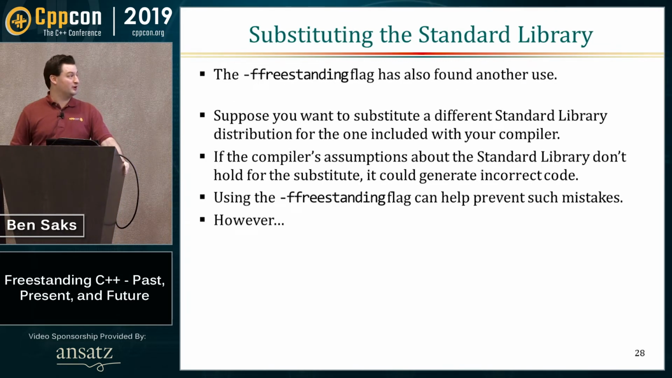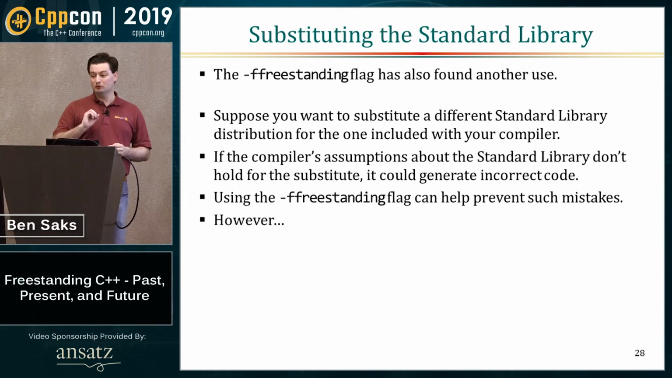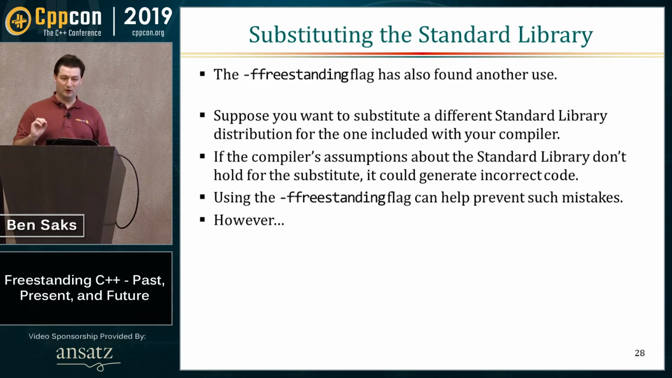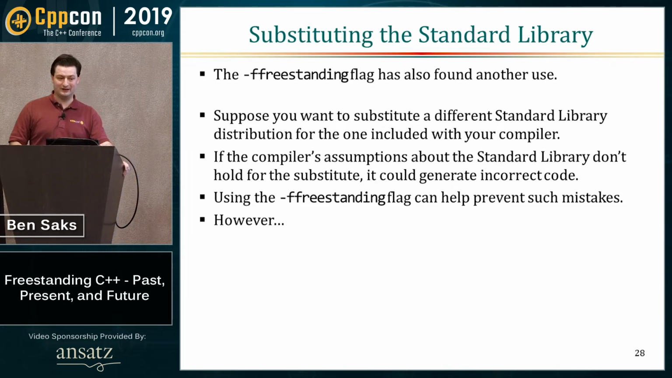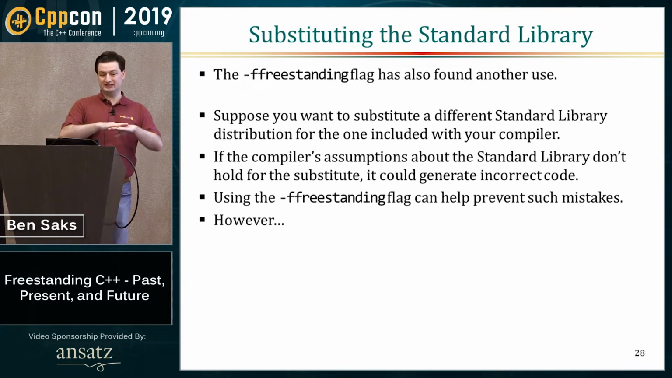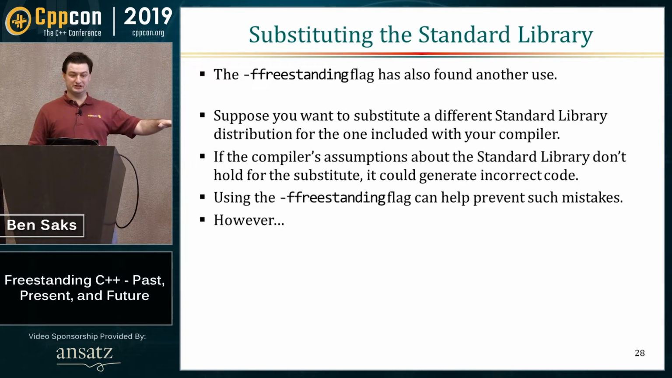Now, there's another use that people have come up with for this -f freestanding flag, which is that in some cases, you want to use a different distribution of the standard library than the one that's usually packaged with your compiler. That is, you still want to use a version of the standard library, but you want one that's designed with a different implementation on the back end, something that might have slightly different performance characteristics or size requirements. In that situation, using the -f freestanding flag can also be important because there's a slim chance that the compiler makes assumptions about what a standard library function does, how it's implemented, and those assumptions don't hold for whatever version of the standard library you're substituting in place of what the compiler was expecting to use, and then you could get strange behavior.